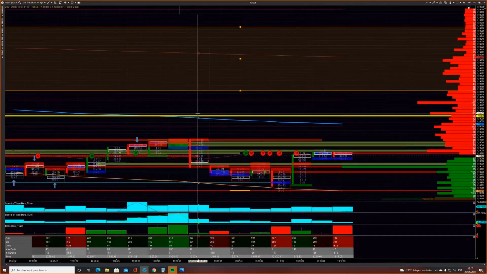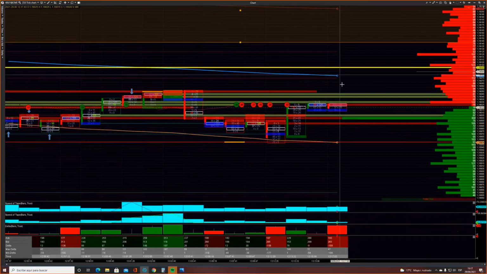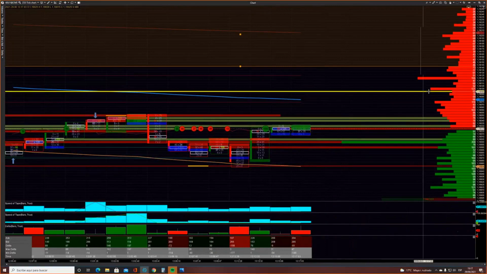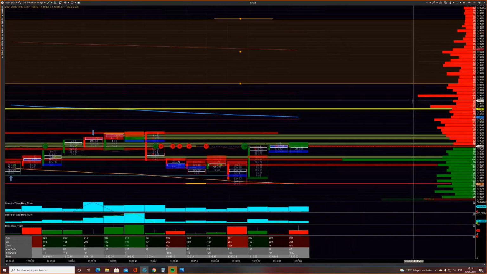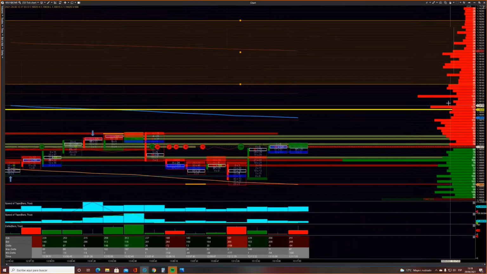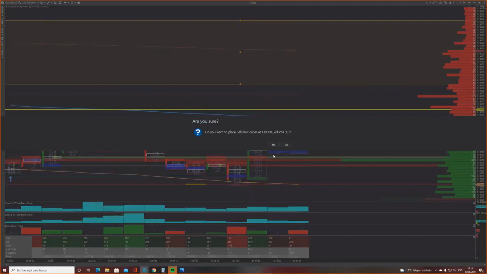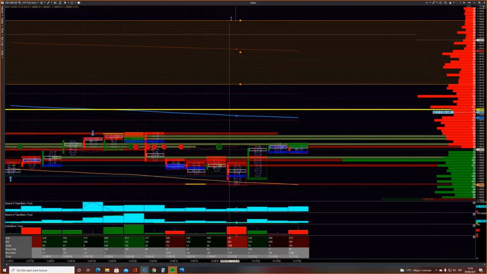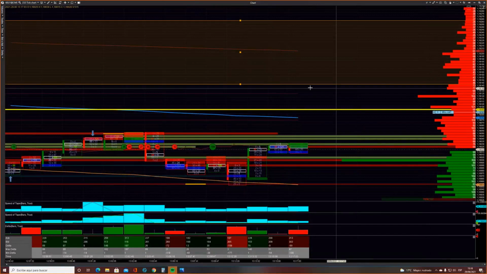Let me show you. Here we are. This is the price right now, and here will be our entry. You can see the pending orders that are here. This is going to act as a resistance for the price to go any higher. So let's put a sell limit right here. Okay, I got my sell limit. Let me change a few settings.